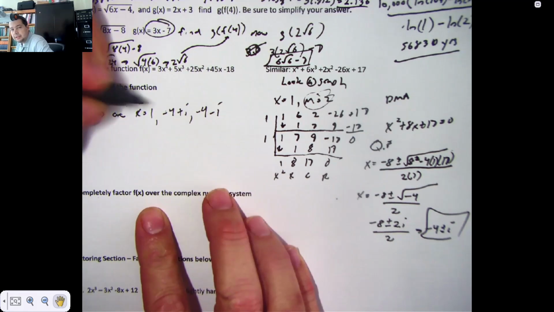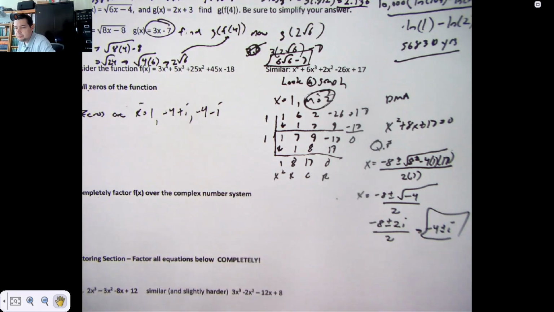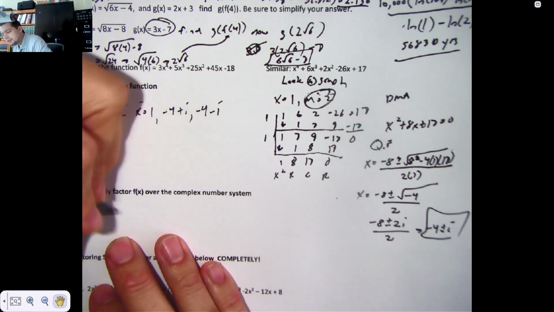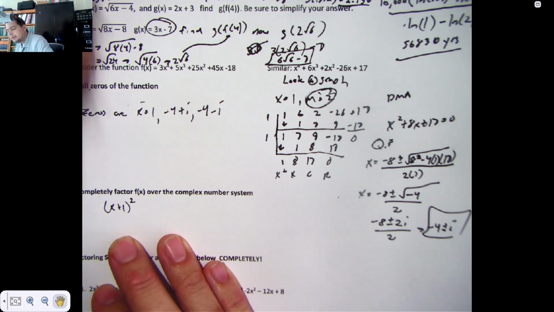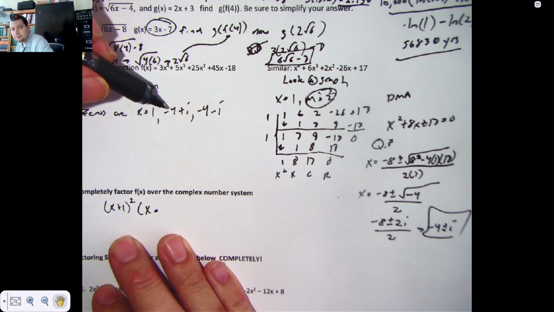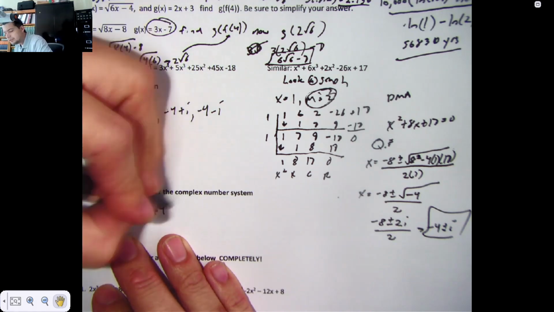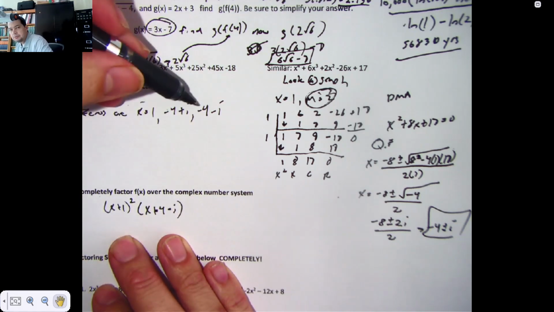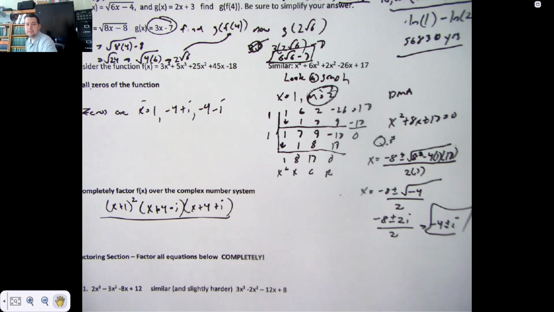This one's kind of unique. It happened twice. Remember, it was a touch. Yours is not. Yours does not have a touch. I don't think it does. I'd be surprised if it did, but this one had a touch. So this one is x plus 1 written twice or squared. And then we take away. And if you take something away, you change its sign. So plus 4 minus i. This one will become plus 4 plus i. And there she is, completely factored.